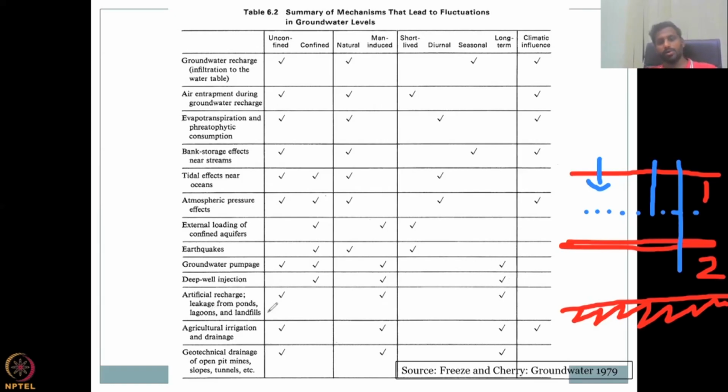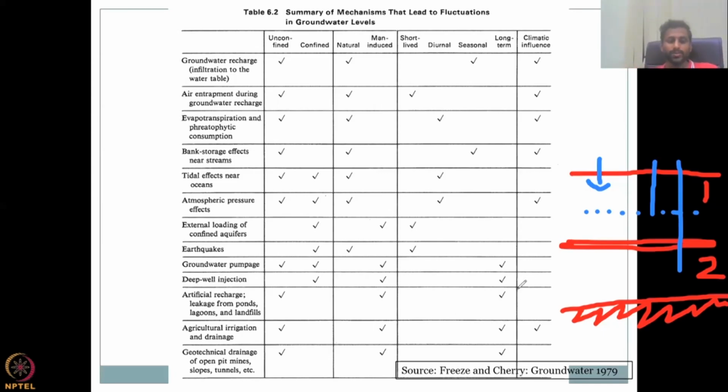Artificial recharge, leakage from ponds, lagoons, and other landfills, is where you create or induce more recharge. And that happens mostly in the unconfined layer, the top layer, because that is where most of these small structures would push water in, not to the deep aquifer. Okay, it is man-made because it is artificial. Just know this word, artificial, injection, pumpage, all these are caused by humans. So that defines if it is human or natural. And it is also long-term. It is not a very short-term process because it takes time for it to go in and stabilize the water level.